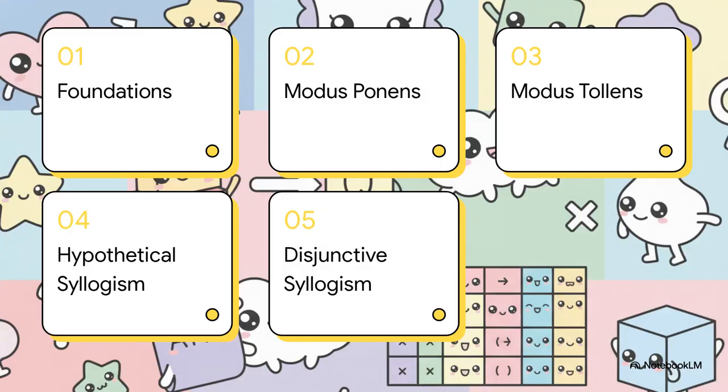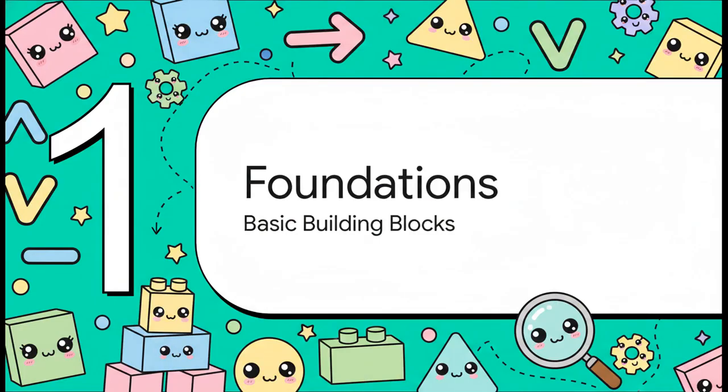So here's our roadmap for today. We're going to map out 4 foundational rules of inference. We'll start with the foundations of logical deduction, move into Modus Ponens, tackle Modus Tollens, explore hypothetical syllogism, and finally wrap up with disjunctive syllogism. Let's dive right in. Section 1.